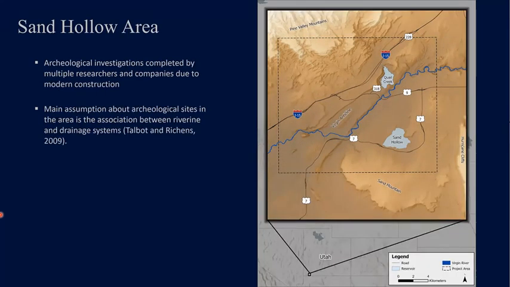The Sand Hollow area located in the Virgin River Basin in southern Utah has had multiple archaeological investigations completed by various researchers and companies due to modern construction projects such as the Sand Hollow Reservoir, State Route 7, and the Quail Creek Reservoir. In Shifting Sands by Talbot and Richens in 2009, the main assumption about archaeological sites within the area is that there is association with riverine and drainage systems.